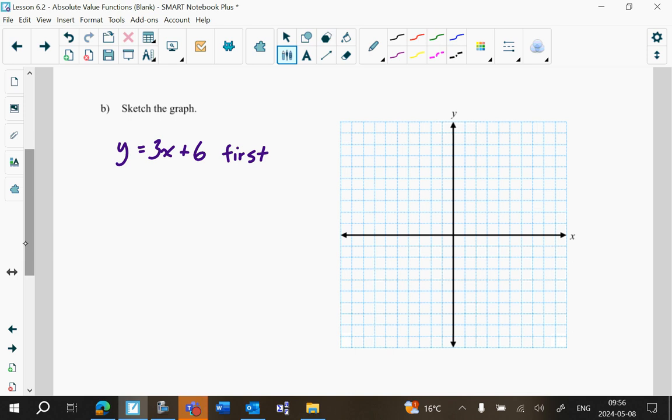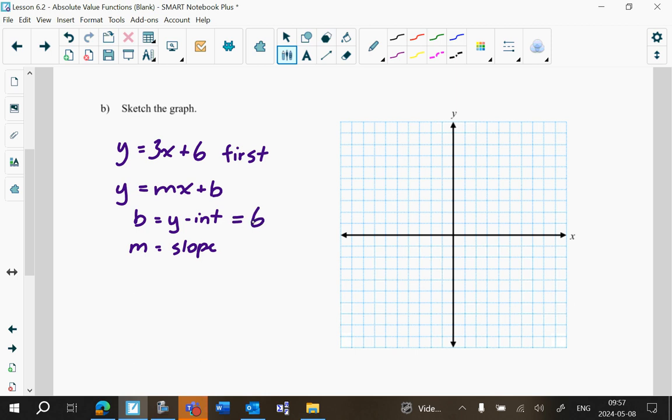y equals mx plus b. And what do these numbers m and b represent? b is the y-intercept of the line we're graphing. m is the slope of the line we're graphing. So to graph this one, 3x plus 6, the y-intercept is plus 6 because it's the number at the end. So let's put that on the graph.